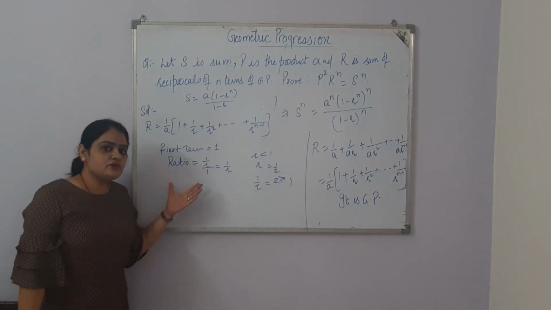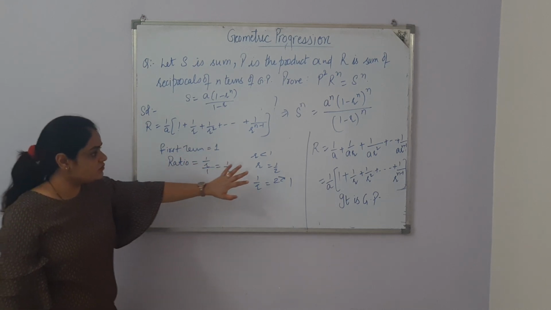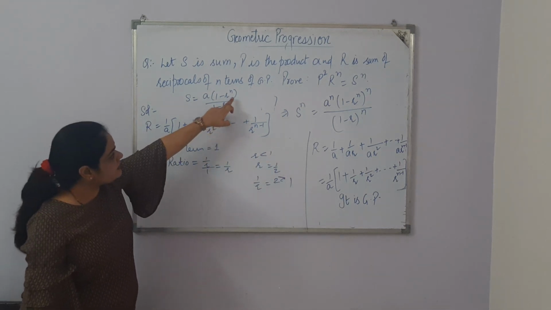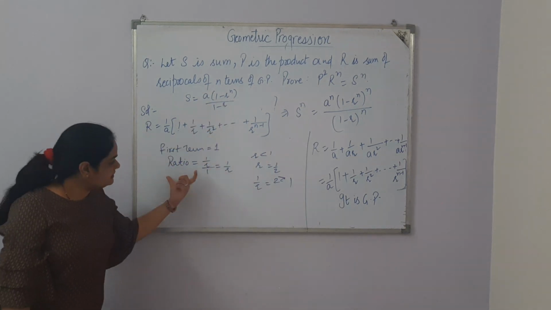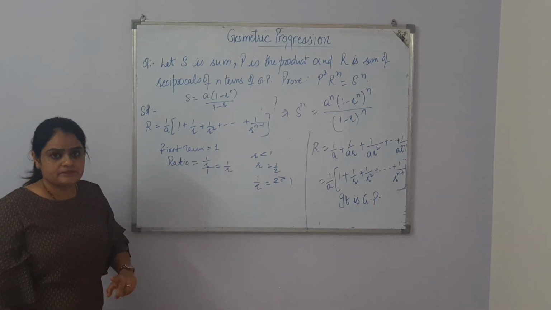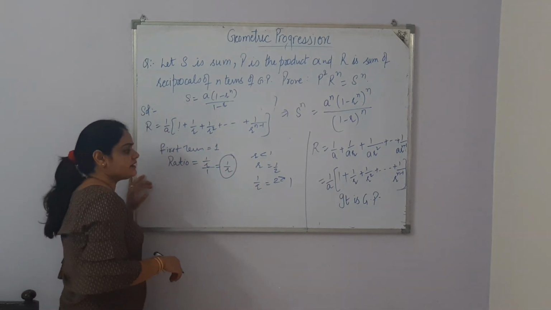So what I want to prove here, I just want to give an understanding of this thing, that if I have taken here r less than 1, in this case here the ratio will be greater than 1. Here the ratio is 1 by r, it is greater than 1. Why?